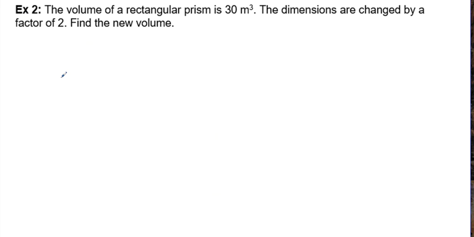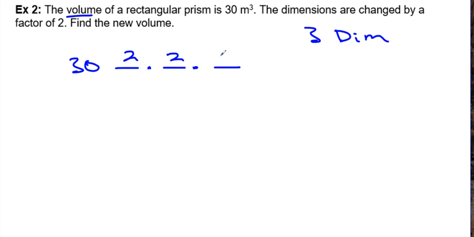Moving on. There's easier ways to do these. If we know that the volume is three-dimensional, okay, we're basically going to take this 30 and multiply it by our scale factor of 2, 2, and 2. So that's going to be 2, 4, 8. 8 times 30 is 240, all right? So it's equal to 240 meters cubed.